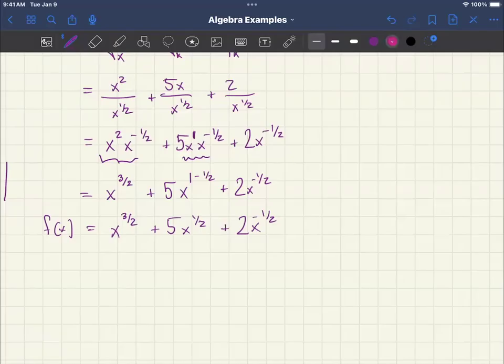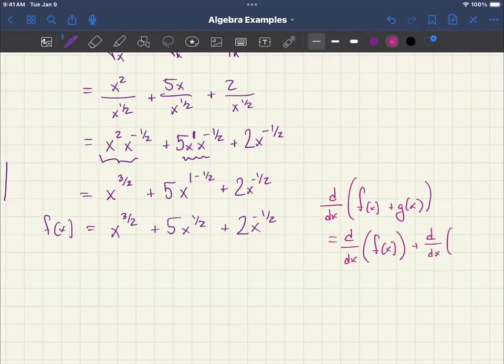Two things to keep in mind for derivatives here. First of all, if you are taking the derivative of two things or several things, as the case may be here, that are added together, you can take the derivative of those things separately, and you're going to get the same result. So we are going to do that with each of our three terms here in our polynomial.